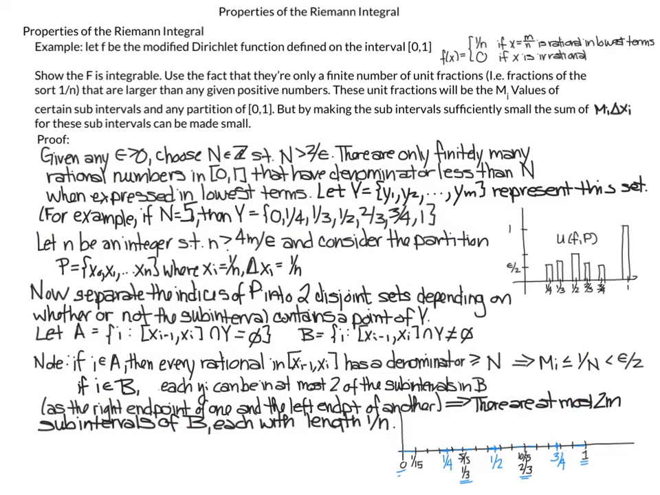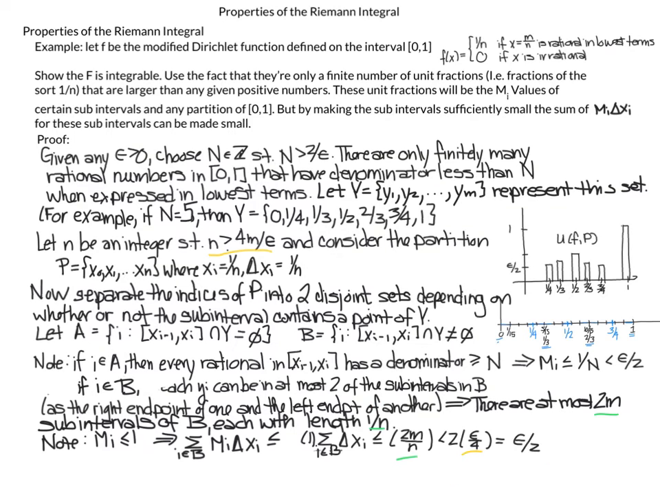There are at most 2m subintervals of B, each with length 1 over n. We know that the supremum is always less than or equal to 1, because it is equal to 1 over n when we're in lowest terms. So it's always less than 1, and also our interval only goes up to 1. So since the supremum on our interval is less than 1, the sum of the supremum times the length of our interval is going to be less than just the sum of the lengths of our intervals.